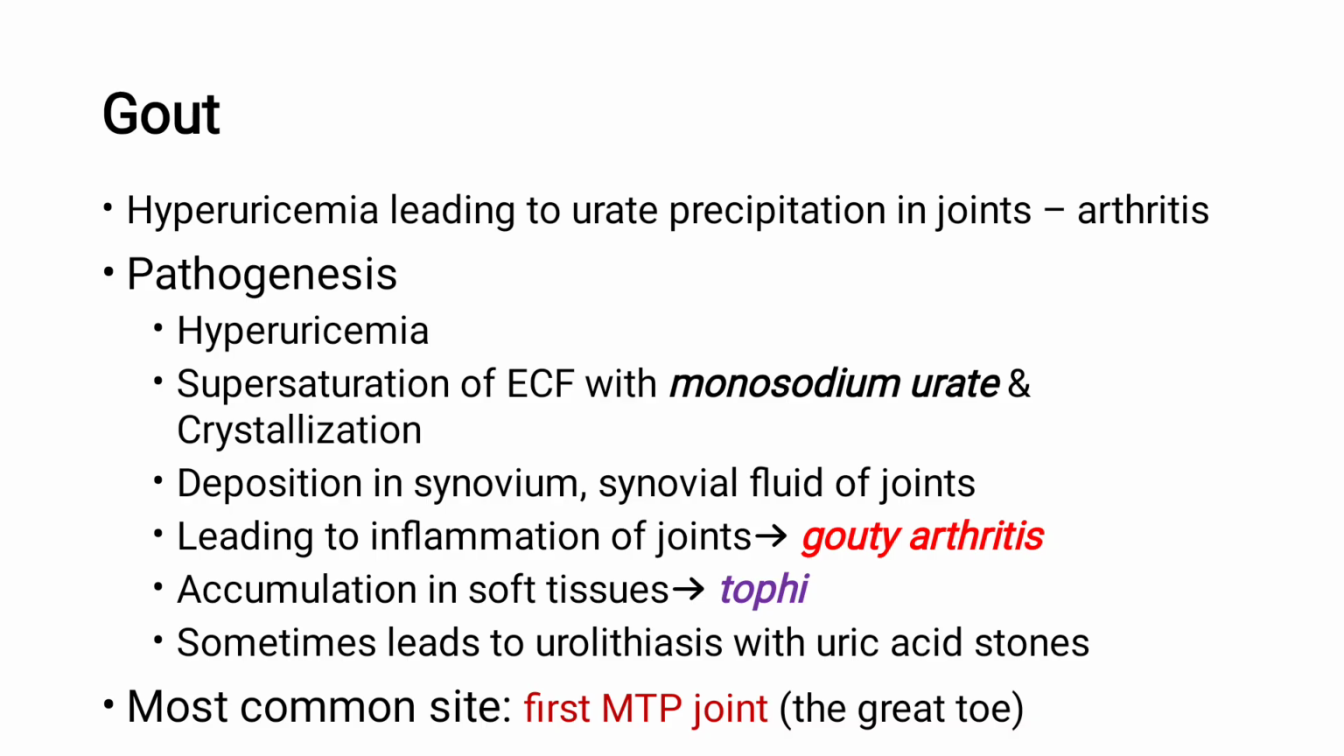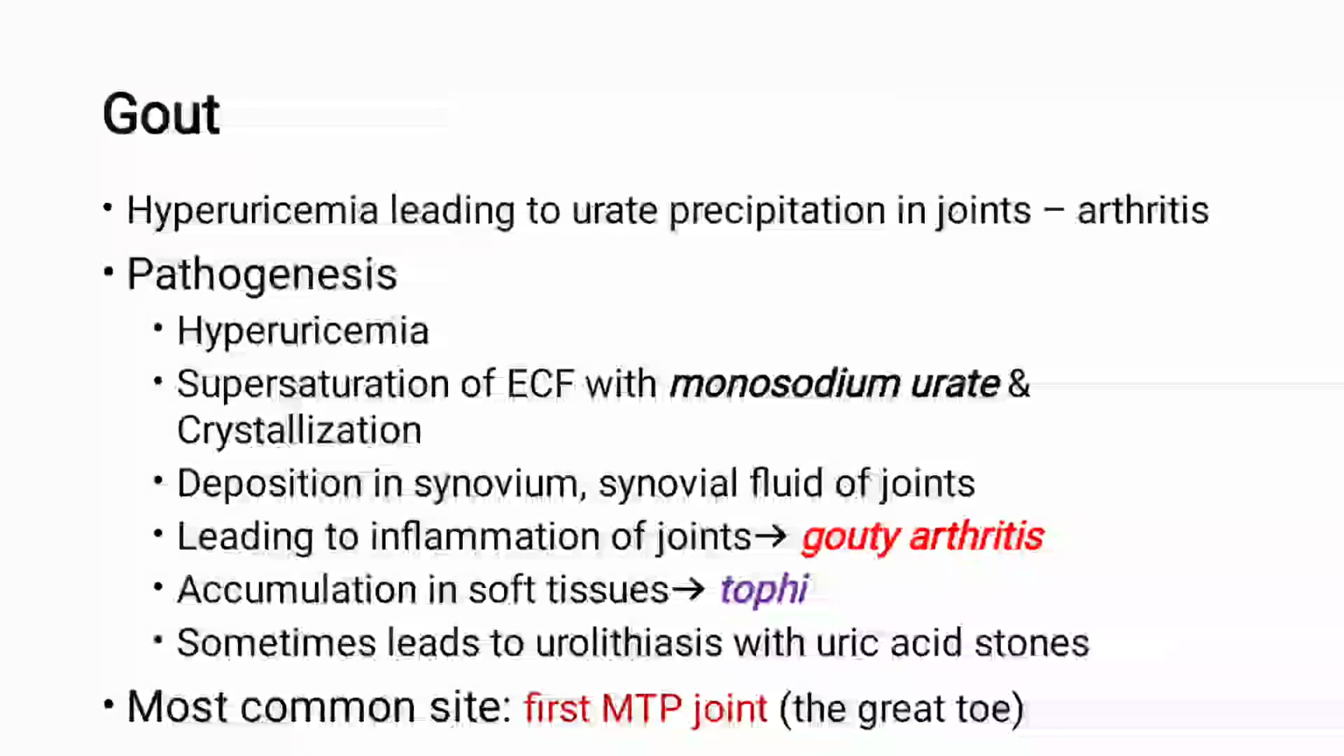The normal uric acid level in the blood is around 6 to 7 milligrams per deciliter in males and 5 to 6 milligrams per deciliter in females. If the uric acid level goes beyond this, then it may precipitate in the joints leading to arthritis. So, what is the pathogenesis of gout?